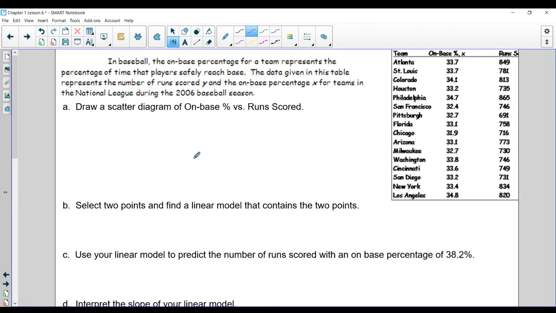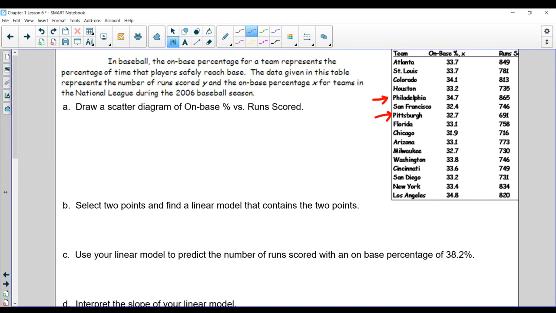All right. Second question says to select 2 points and find a linear model that contains those 2 points. All right. I am going to pick Philadelphia. Oops. Sorry. Let's undo that. I'm going to pick Philly. Here, let's just do this. And I'm going to pick Pittsburgh. Okay, so I'm going to have in this case, the runs scored are going to be the y coordinates, and the on-base percentage is going to be the x coordinate.